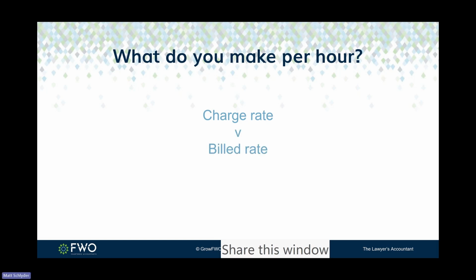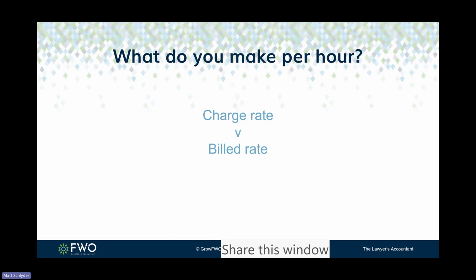Then you've got your bill rate. So you've got a rate for those hours worked on a matter that is then billed. That might not be the same as a charge rate, because you might have a $400 an hour charge rate, but you write off 10% of that, so all your billing is $360 an hour. So the bill rate is different to the charge rate, because the bill rate is represented by the average rate per hour spent on a matter that you've then gone and billed.